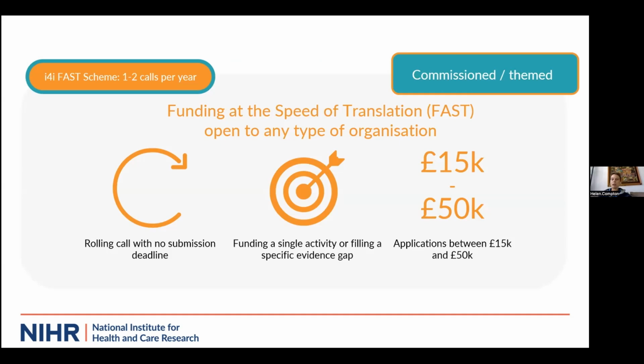And it's specifically to look at a single activity or filling a very specific evidence gap. It's the most light touch. There's just 3 questions, and you really have to say, what do you want the money for? Why do you need it? And what is it building on? You know, you still have to place it within the context of your commercial plan. Applications are between 15 and 50k, so it's the lowest financial risk, which is the reason why we can manage it more as a rolling call. We wouldn't be able to do this otherwise.